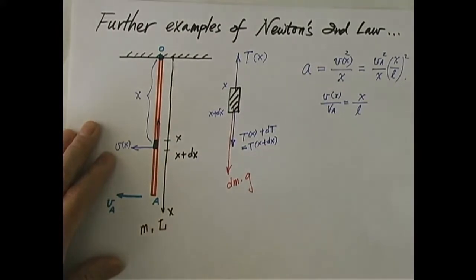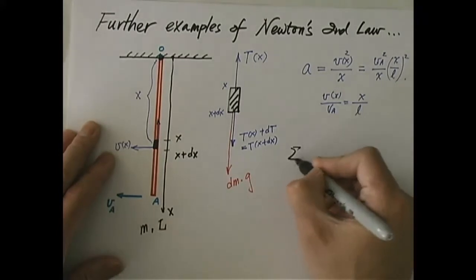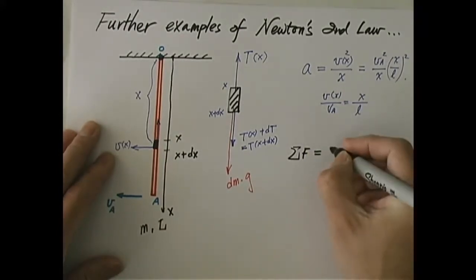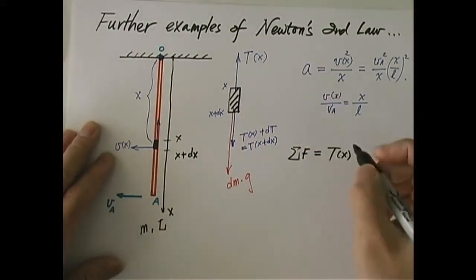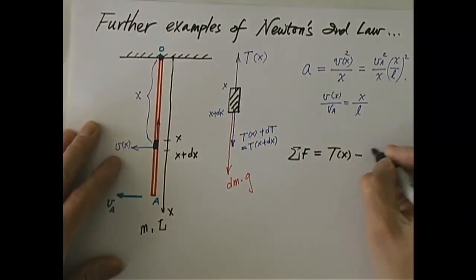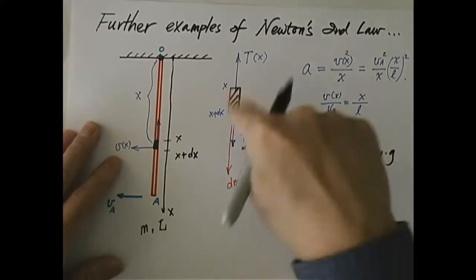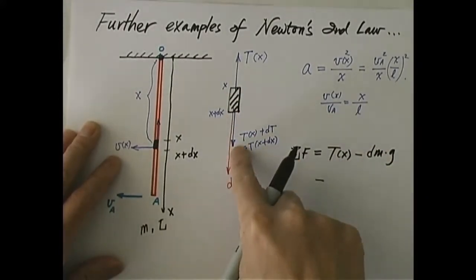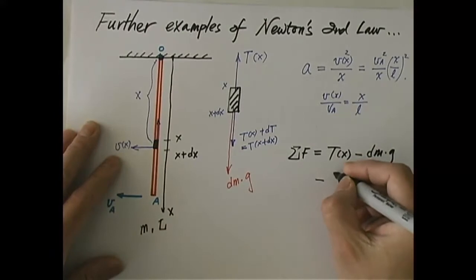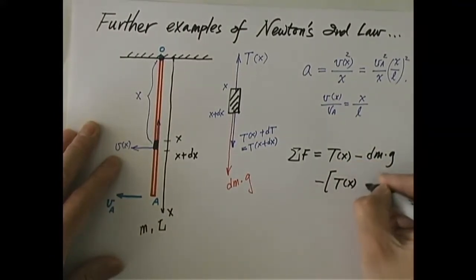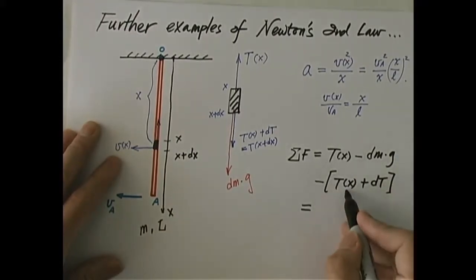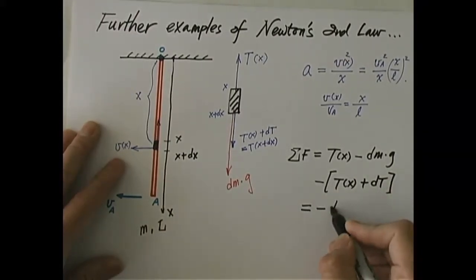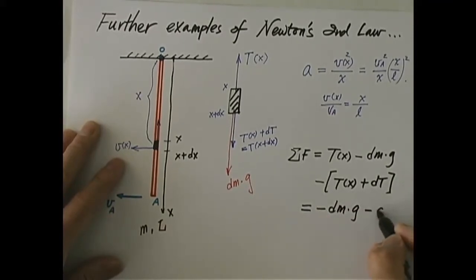So the net force along the positive direction would be equal to T of x, that's positive, minus dm times g, that's down, then minus this guy, which is also negative. This guy is T of x plus dT. So what's the net? You see, T of x and T of x nicely cancel. You get negative dm times g, then minus dT. Okay, minus dT.